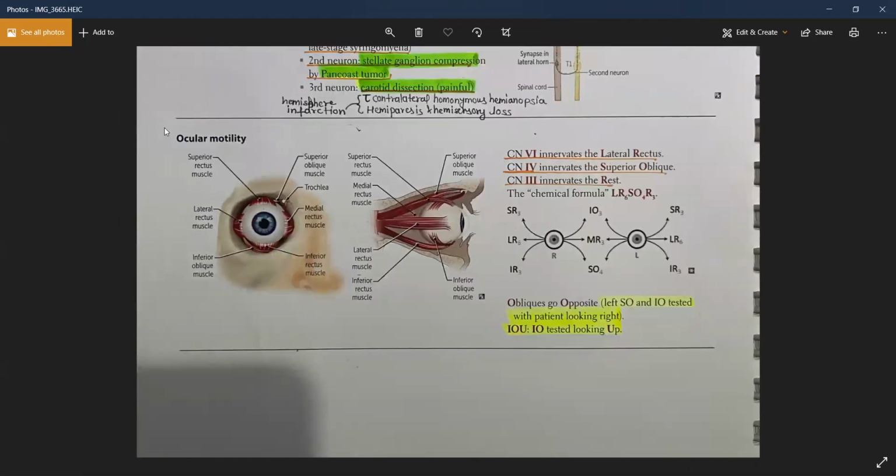Then you have the ocular motility. You have the extraocular muscles causing the eye movement. If I draw this eye, you have certain muscles: one is the superior rectus, you have the inferior rectus, the lateral rectus, and the medial rectus. Then you have two oblique muscles. One is the superior oblique, and the second is the inferior oblique.